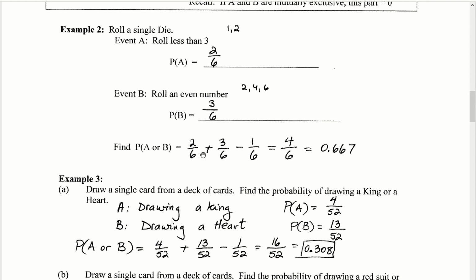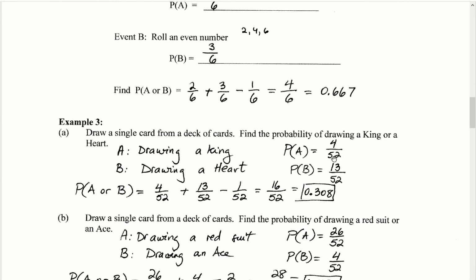Therefore, the answer to this problem would be 2 out of 6 plus 3 out of 6 minus 1 out of 6, which is going to be 4/6 or 0.667.